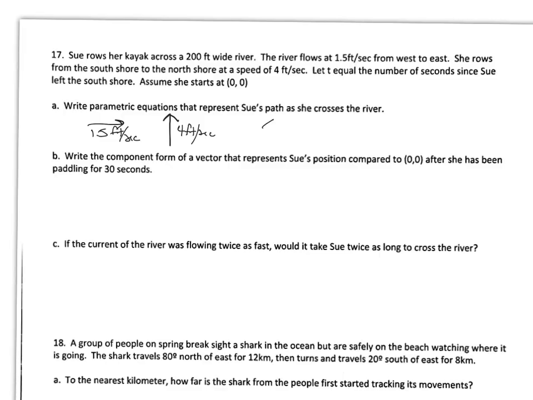Parametric equation, remember we define x and y separately, but we use t for both of them. And so this is basically distance equals rate times time. So the x direction, the left to right direction, is 1.5 times t, and the south to north, which is also positive, is 4t.